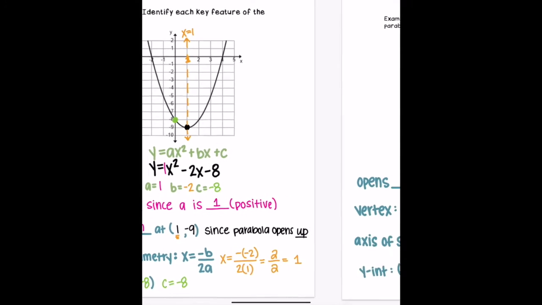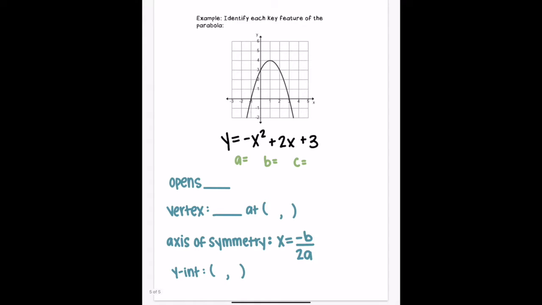Okay, let's do one more. Again, let's go ahead and find our a, b, and c values. Our a is actually -1 because there is no number written in front, but there is that negative, so that's a -1. B this time is a +2, and c is a +3. Now this parabola, which way is it going to open based on the a value? So since a equals -1, it's going to open downward.